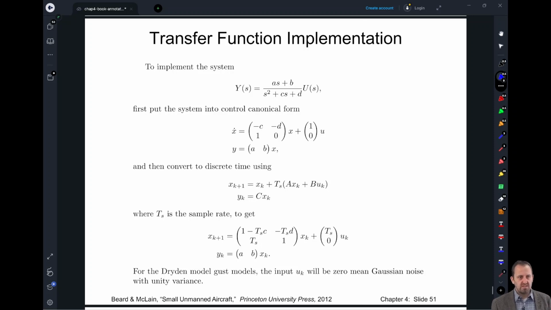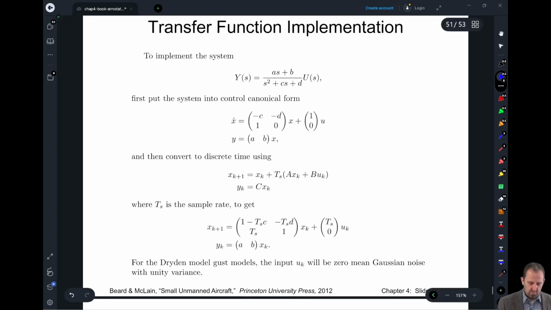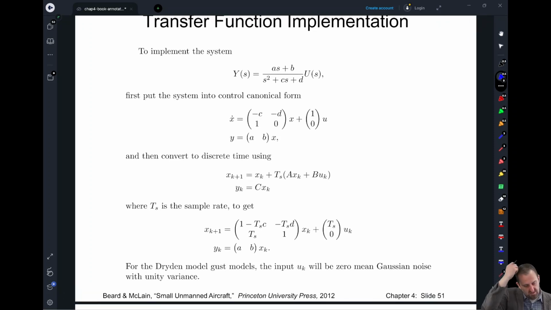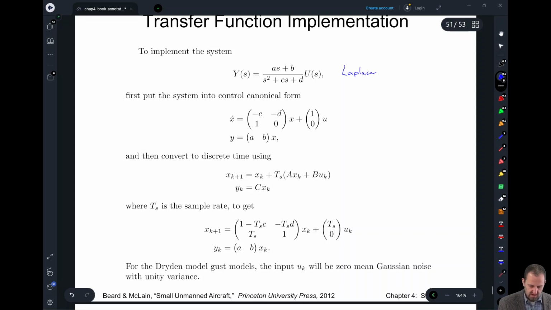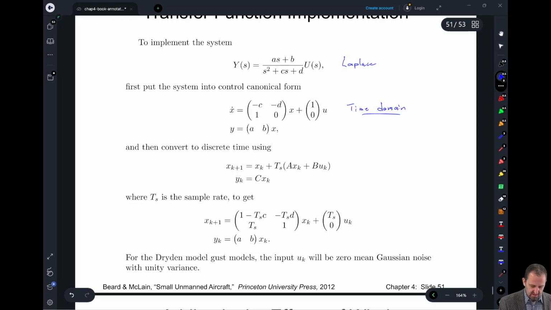This transfer function is a fairly simple second order transfer function. We can put it into state space. This is in our Laplace domain, the top one is, and the second one is the time domain representation. Now the time domain representation is really nice for simulating forward in time. This is the dot notation right here. This is a continuous representation.